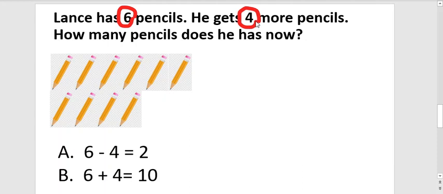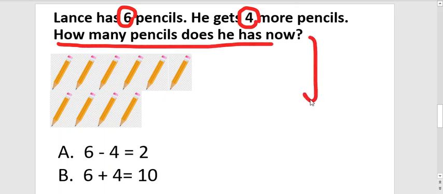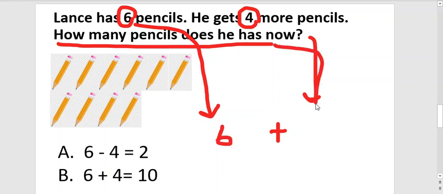And now I have to think, what is this problem asking me to do? Well, it says right here, how many pencils does he have now? That means that I have to do addition. So I'm going to put my addition sign, and then I have to bring down my first number that I circled, and the number is 6. And then over here, I have to bring down the second number that I circled, and that's number 4. So I'm going to put number 4. Now, what is 6 plus 4? What is going to be my answer?